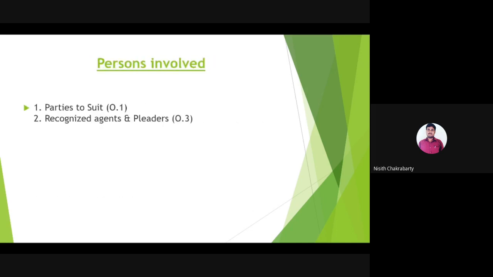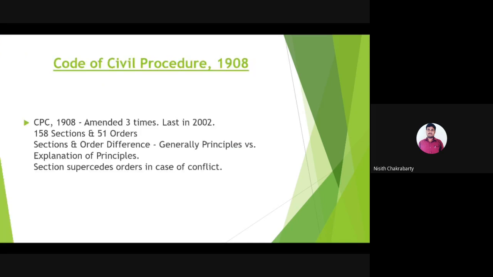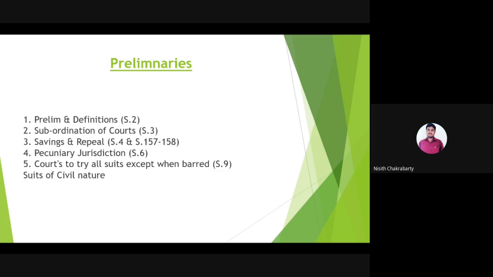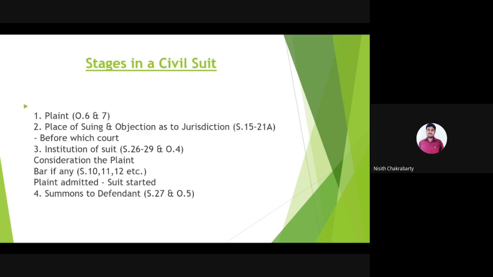Today we did not discuss what all to read or what is the law. How to in fact read CPC, well, we read that. For a quick recap, in CPC we studied 158 sections and 51 orders. What is the difference between section and order? Preliminary, these are the preliminary. Persons involved, these are the parties and pleaders.